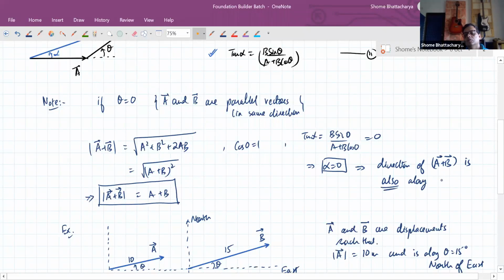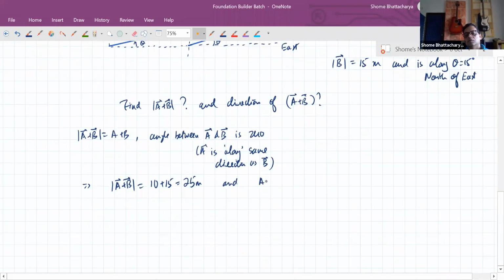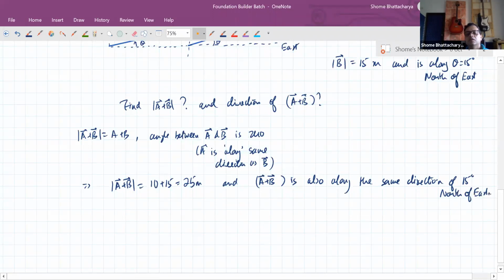This is also along the same direction as A and B. Okay, so this is what will happen here also. Okay, and this will also be along the same direction of 15 degrees north of east.